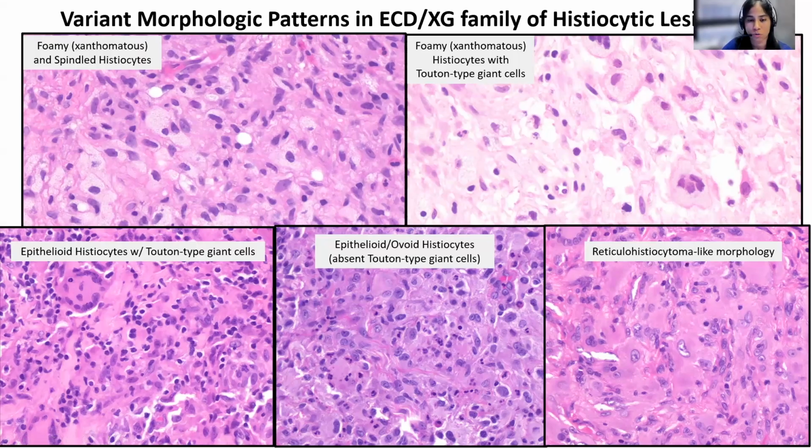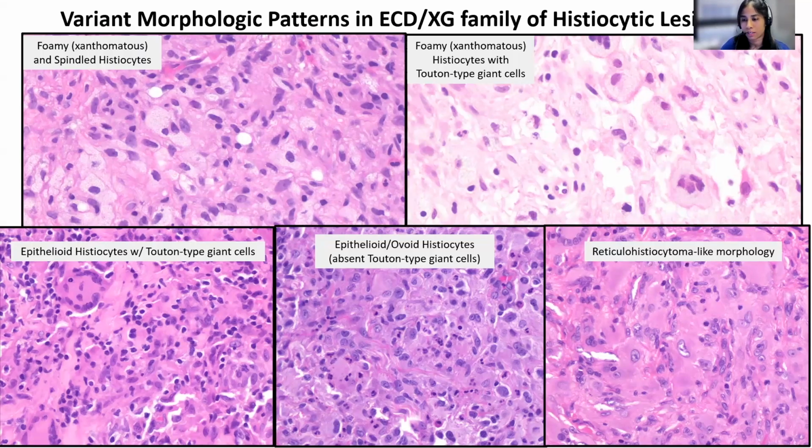And this image shows the variant morphologic patterns that you can see across both disorders, including xanthomatous spindle histiocytes without Touton giant cells, or sheets of foamy histiocytes with Touton type giant cells. Other variants include epithelioid cellular cytology, with epithelioid ovoid histiocytes and absent Touton type giant cells. Sometimes they can have more atypical features than what you observe in the foamy histiocytic cytology. And reticular histiocytoma cytology is characterized by a glassy eosinophilic cytoplasm. This also needs to be distinguished: is it a solitary reticular histiocytoma or a multicentric reticular histiocytoma?